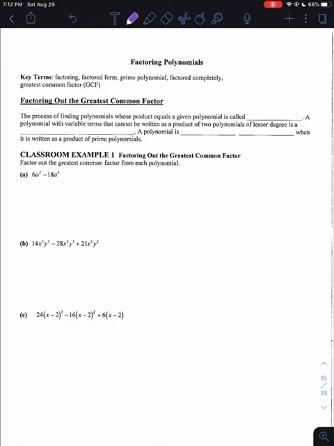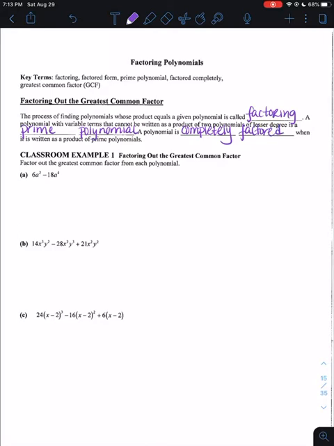I want to start off by filling in the information at the top. It says the process of finding polynomials whose product equals a given polynomial is called factoring. A polynomial with variable terms that cannot be written as a product of two polynomials of lesser degree is a prime polynomial. A polynomial is completely factored when it is written as a product of prime polynomials.